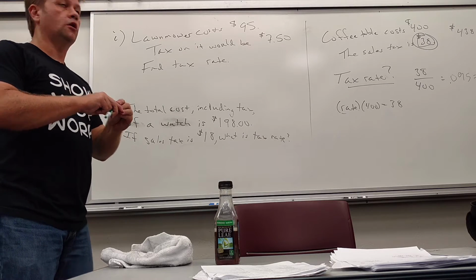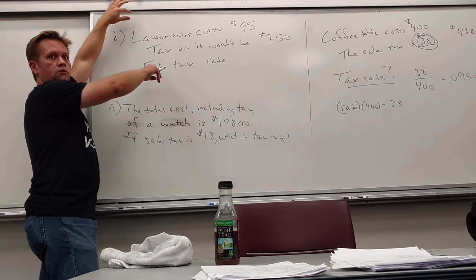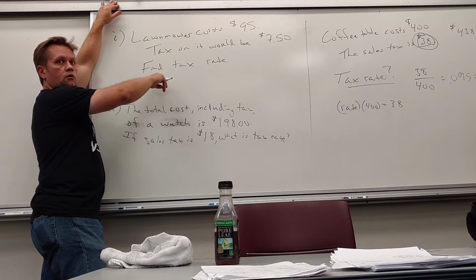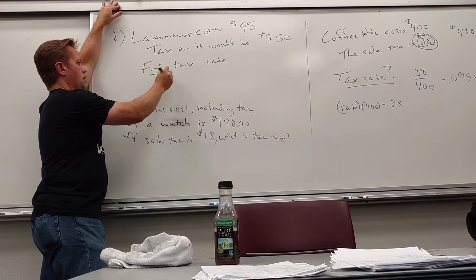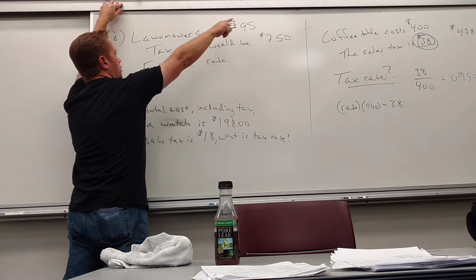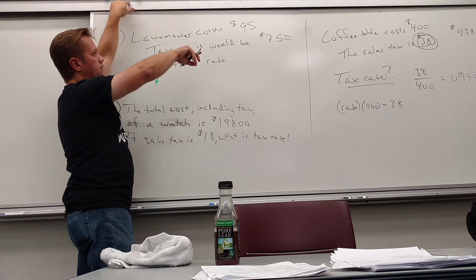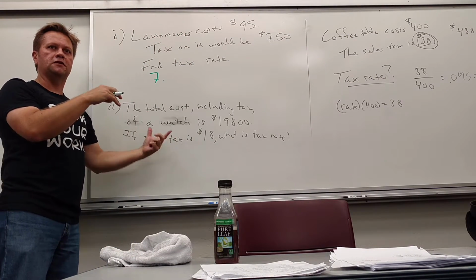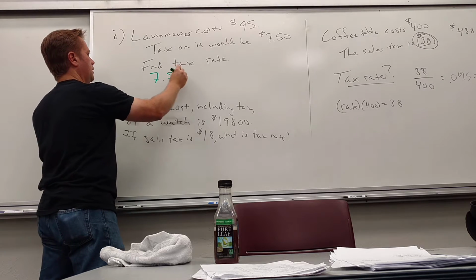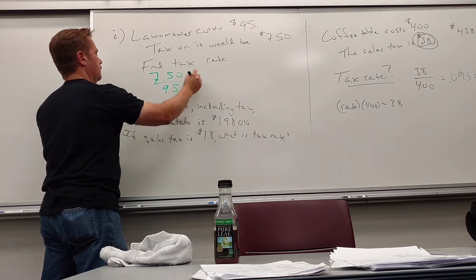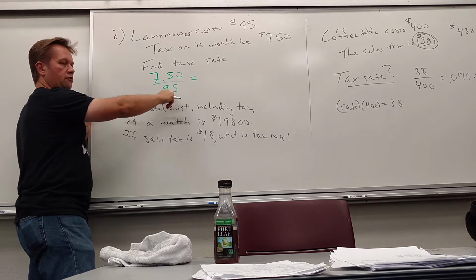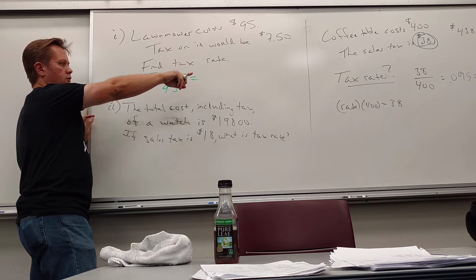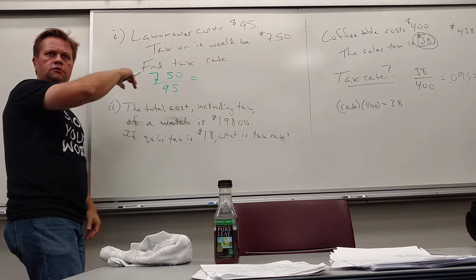You guys see the first one? What'd you do? I divided 750 over 95. So we know that the lawnmower costs 95 bucks by itself. Sales tax would be 750. They haven't added it on yet. I'm trying to give you some hints for the second one. So 750 divided by 95. Change divided by original. What do you get for that, roughly?